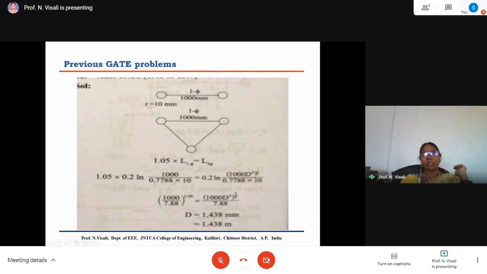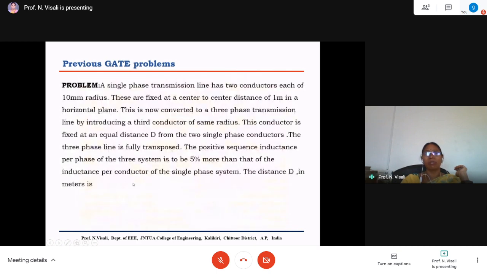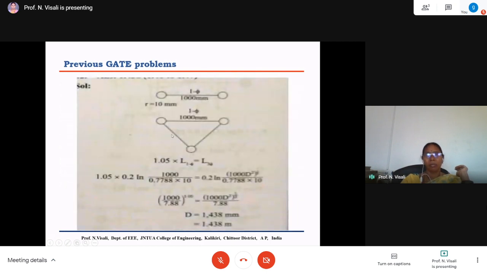So what will be the distance in meters? The conductor is fixed at an equal distance D from the two single phase conductors. This distance and this distance, what will be these two equal distances? They have connected this conductor, so what is the distance D of these two conductors from this conductor? This is the equal distance, so either this distance or this distance you are supposed to calculate. So what will be the value?